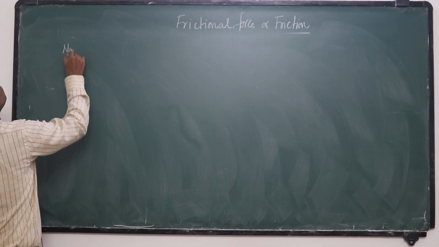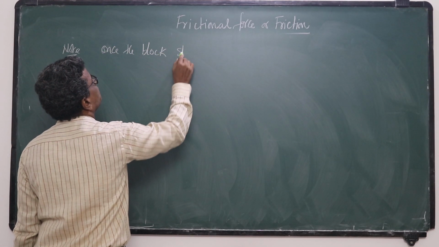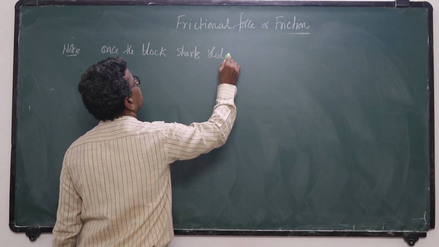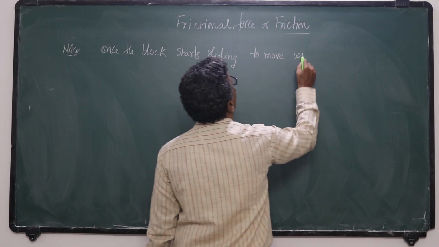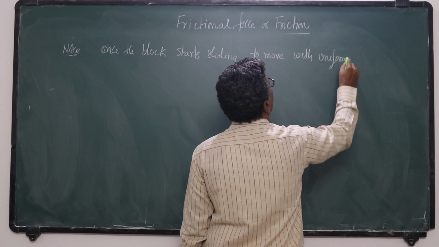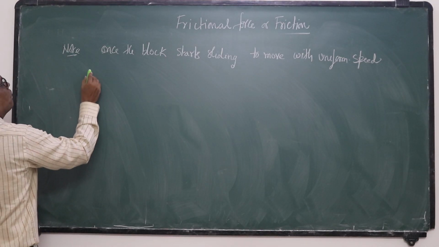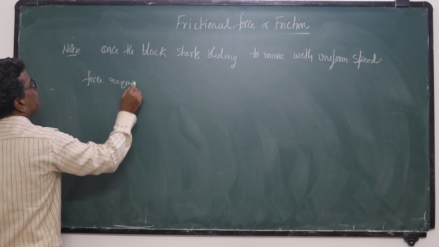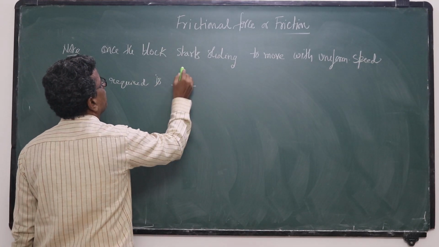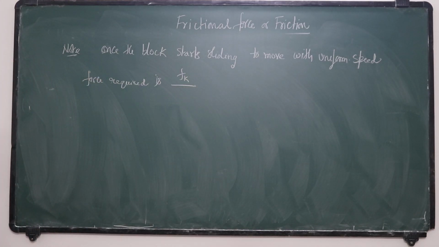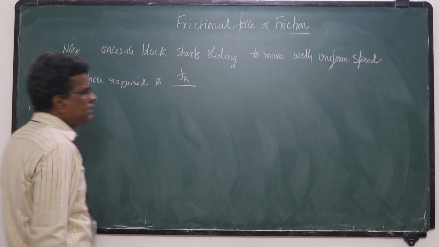So note, once the block starts sliding, to move with uniform speed, or velocity, uniform speed, the force required is the answer Fk. So once the block starts sliding to move with uniform speed, the force required is Fk.